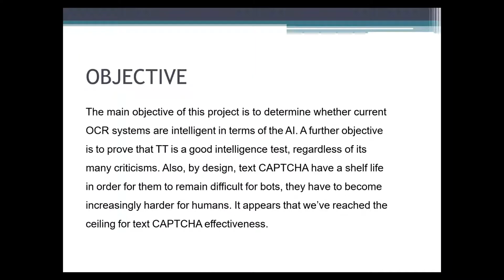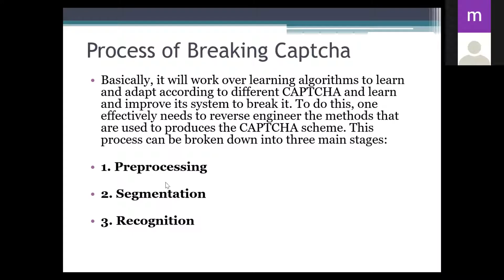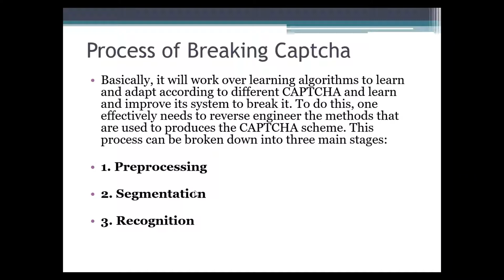The objective of our project is to determine whether current OCR systems, that is optical character recognition systems, are intelligent in terms of AI. We aspire to set a standard for current CAPTCHA breaking systems and prove that the Turing test is a good intelligence test regardless of its many criticisms. Now, going through the process of breaking CAPTCHA, we have divided our entire project into 3 modules: pre-processing, segmentation, and recognition.